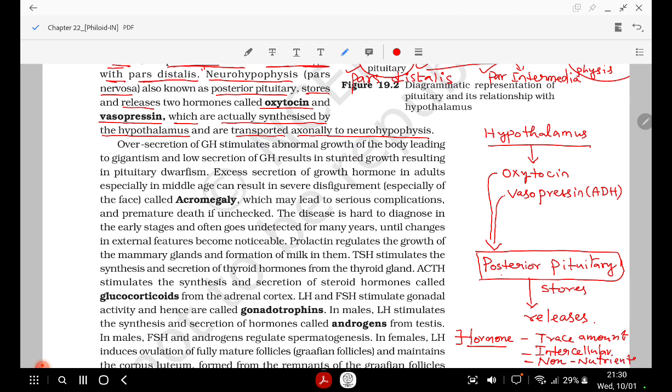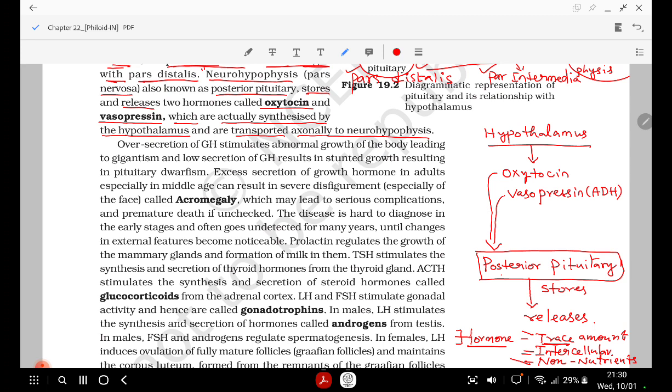So by taking these, we can tell the definition. Hormones are non-nutrient chemicals, act as intercellular messengers, and are produced in trace amounts. So it should not require more quantity.